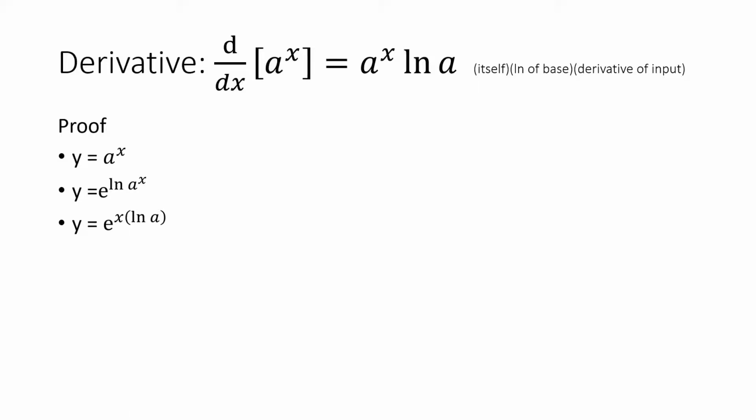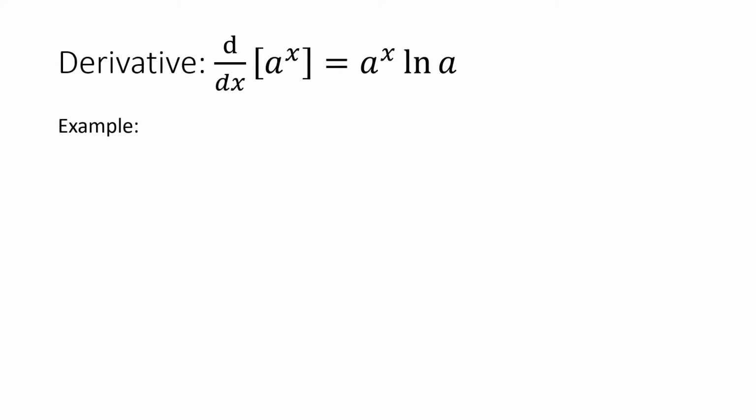Now I'm going to take the derivative of any function with base e, which is simply itself times the derivative of its input. The input here, you have to remember, is x, and its derivative is simply 1, where ln of a is just a constant. Now since e to the x times ln of a is equal to a to the x, if we replace it with that, we get the proof of our definition.